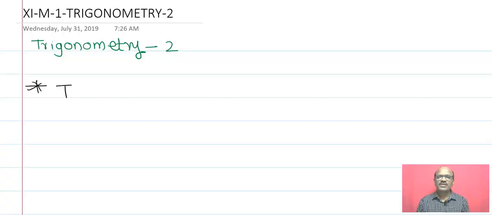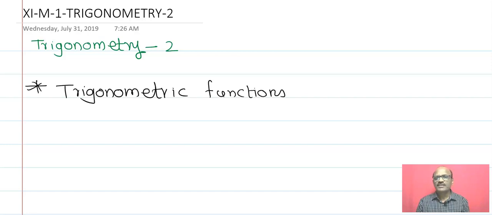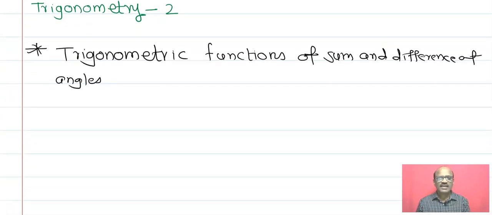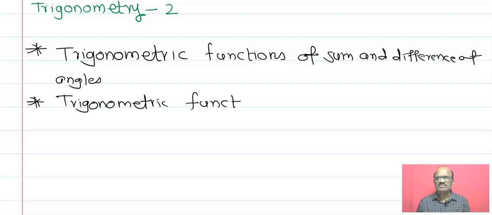Now let us start trigonometry 2. Now see this: trigonometry functions of sum and difference of angles. What does that mean? A plus B or A minus B. Sum means addition, difference means subtraction.